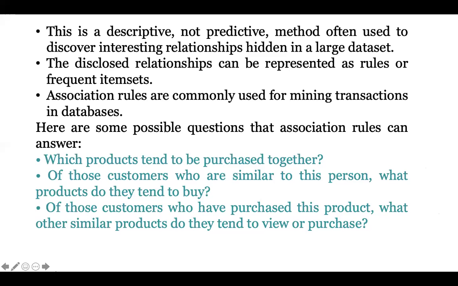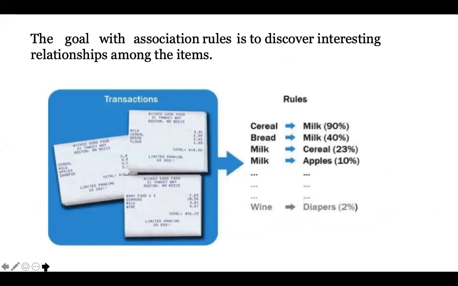So here in the example, you can find out that when someone purchases cereals, 90% of the customers are buying the milk. This is something they found out, meaning it has been discovered from the transactions. If someone buys the bread, 40% of the people purchase the milk. Of course, there is a relationship between the bread and the milk. And if someone buys the milk, 23% of the customers are also buying the cereal.